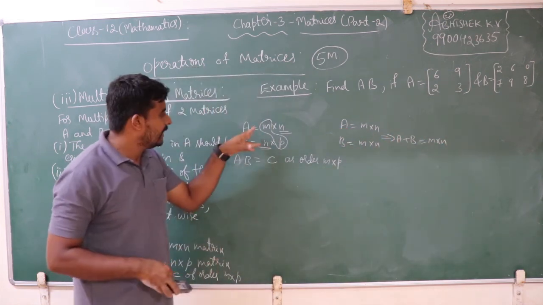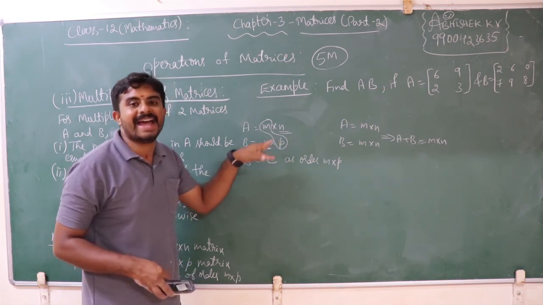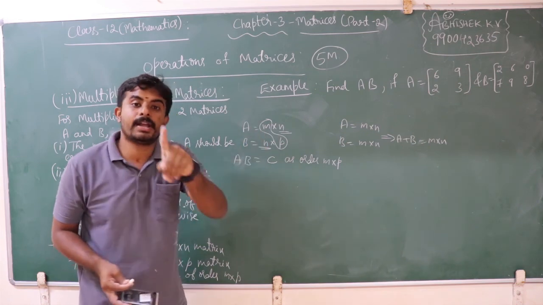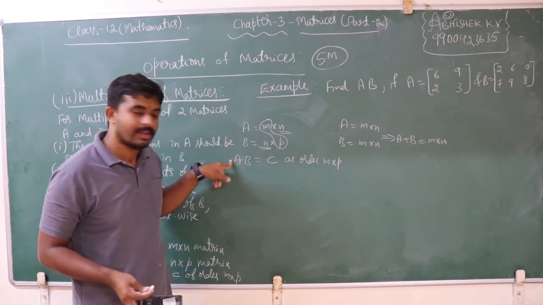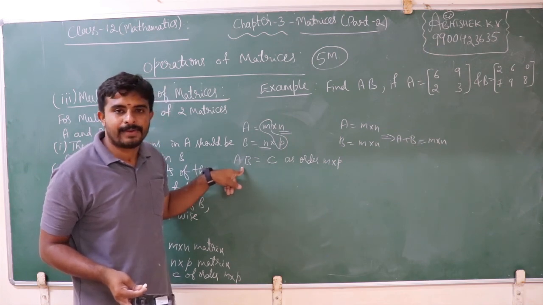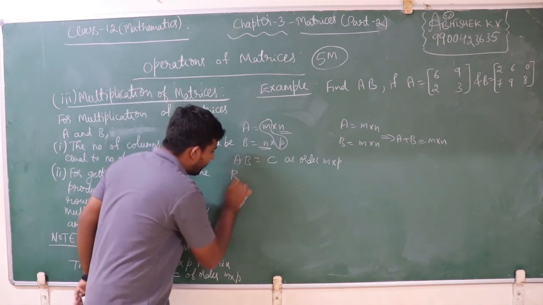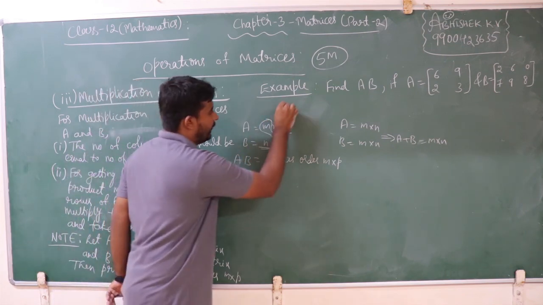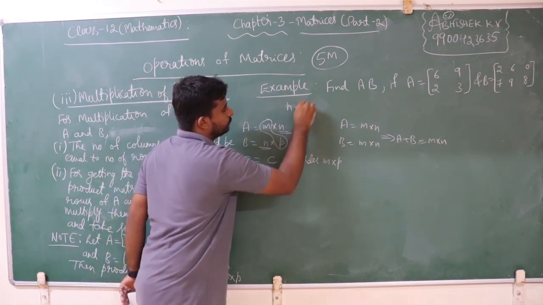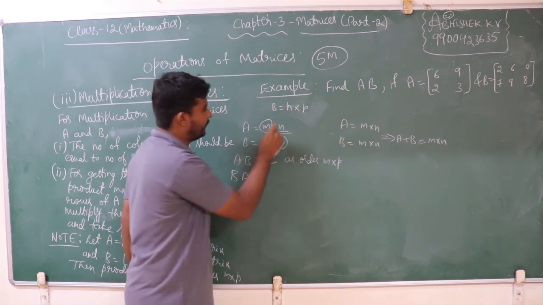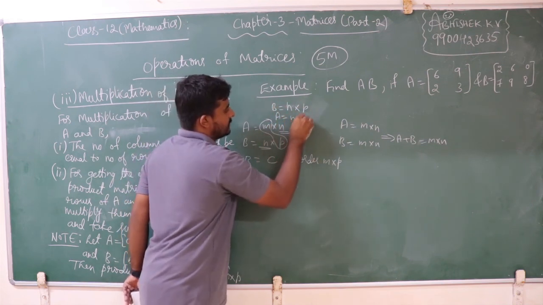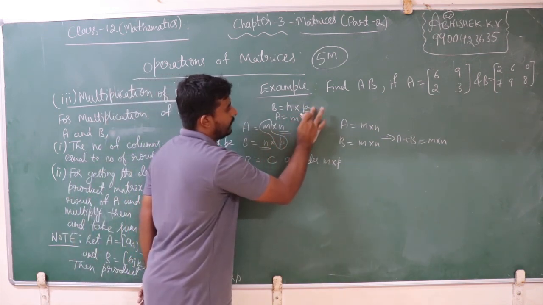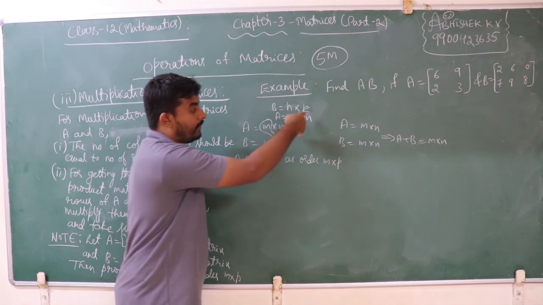But in multiplication, if A has M cross N and B has N cross P, first we should check whether the number of columns of the first matrix is equal to the number of rows of the second matrix. My question is, is BA defined? What is the order of matrix B? It is N cross P. What is the order of matrix A? M cross N. The number of rows is P, the number of columns is P.